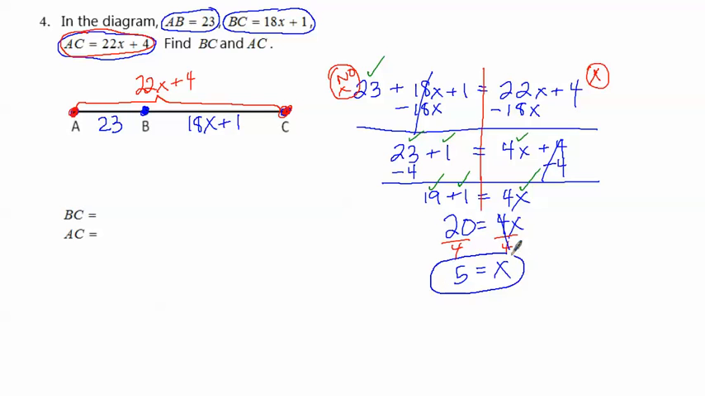When we were taking Algebra 1, this would have been the end of the problem. However, in geometry, they are now asking us to use this number value, x is equal to 5, to figure out what BC and AC are. So if BC is from here to here, and that is 18x plus 1, then I substitute the value of x where the x goes. I'll find my final value.